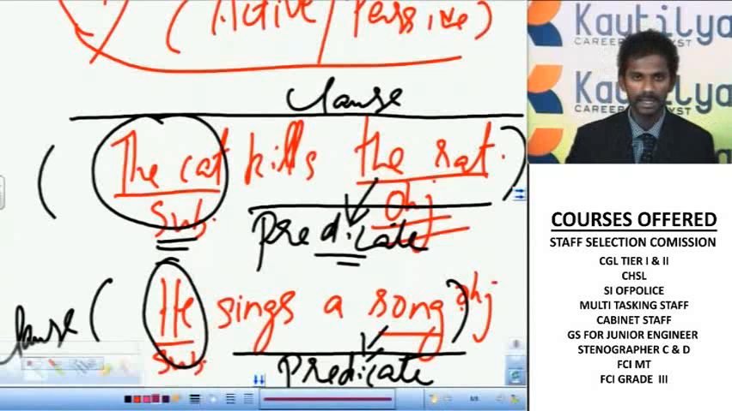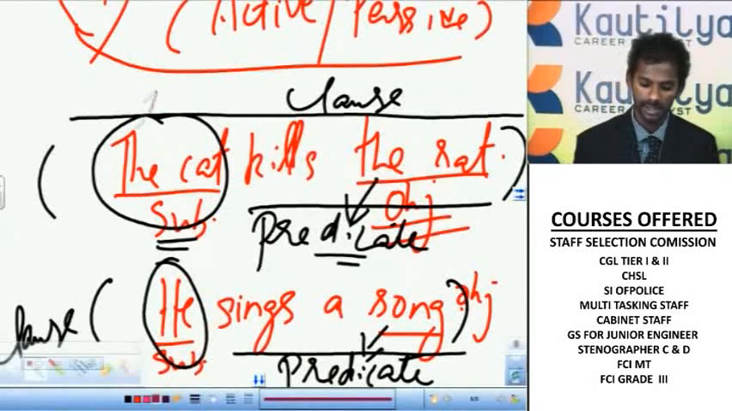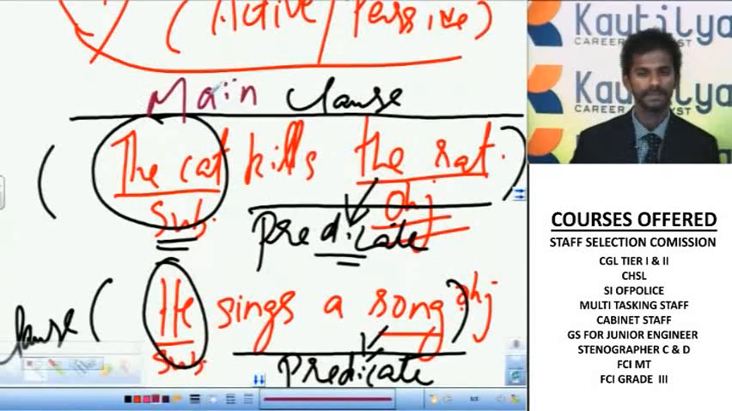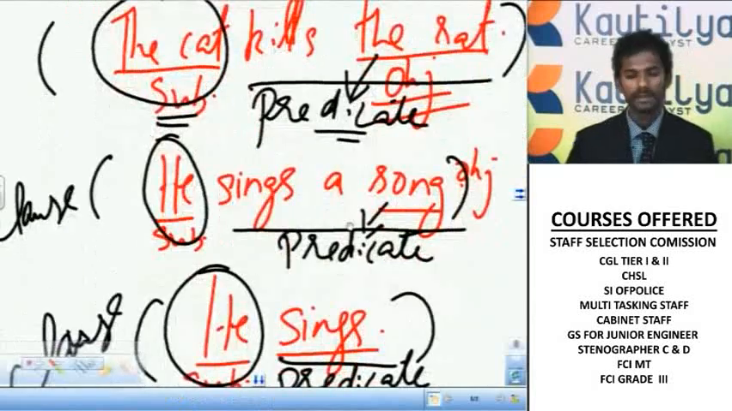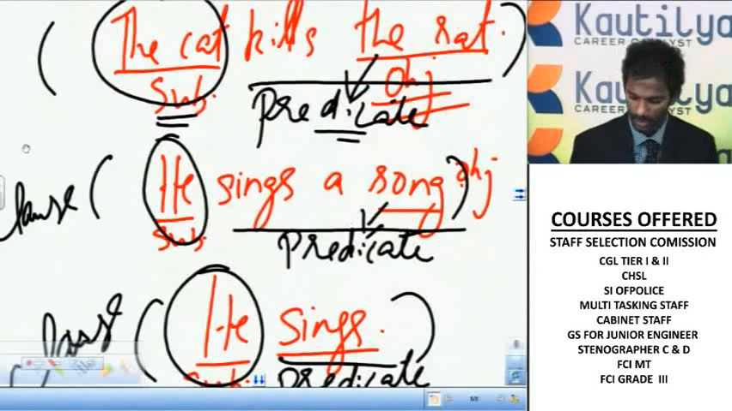The cat kills a rat, there is only one clause here. It makes a complete meaning, so it is the main clause here. Right? Similarly, he sings a song. Only one clause here, so it cannot be a subordinate clause. It should be the main clause here and makes complete sense.